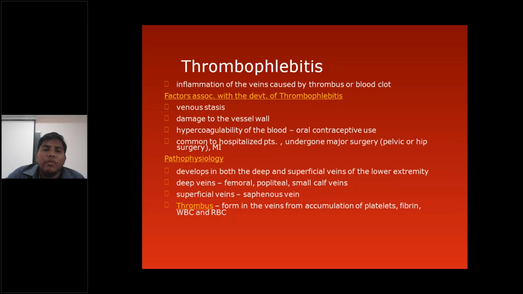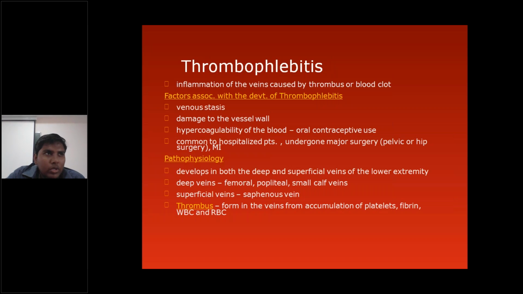Factors associated with its development are, as you already know, the triad: stasis of the vein, damage to the vessel wall, and hypercoagulability. All these come under Virchow's triad. Altered coagulability could be due to various drugs which you regularly use in day-to-day medical practice, like oral contraceptives. Stasis is more common in patients who are paralyzed or bedridden for a longer time.